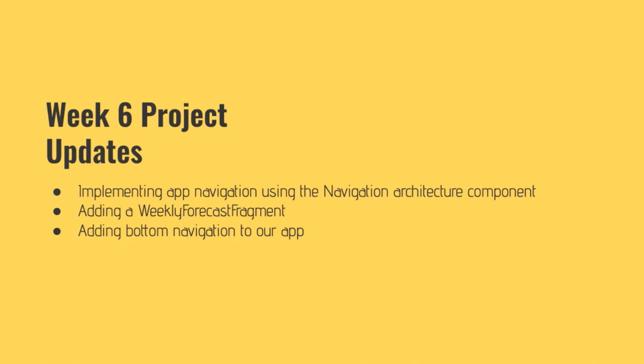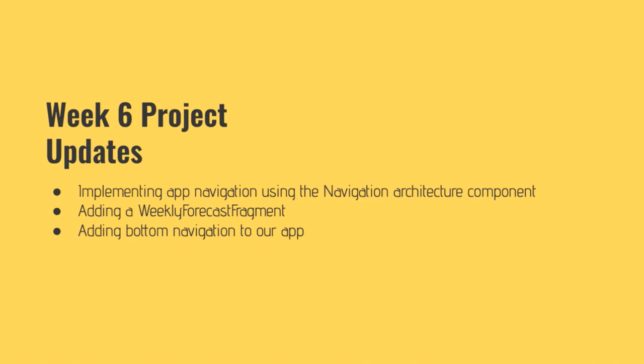So for our week 6 project updates, there's a few key things we'll be doing. We're going to be implementing app navigation using the navigation architecture component. So that's going to be the big change for this week. As we do that, we will also be adding a weekly forecast fragment that eventually will display the forecast for our location for the next 7 days. We're not going to get into loading that data this week, but that will be coming. And then we will be adding bottom navigation to our app as a means of navigating between these different forecasts that we have available.